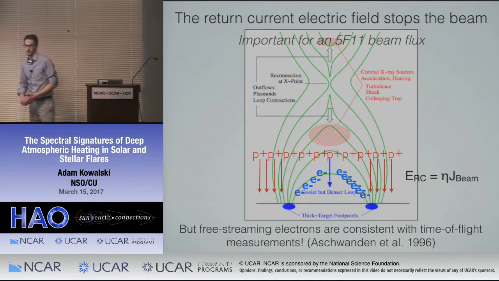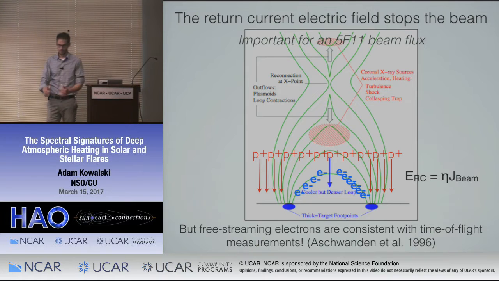And then from that time lag, you could back out a loop length over which the electrons traversed. And the lengths are consistent with electrons being accelerated in the mid to low corona. That's an issue we're going to have to think about and keep in mind. The electrons seem to be accelerated higher up, and so there should be this electric field.